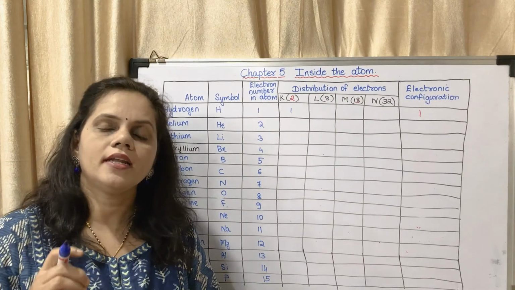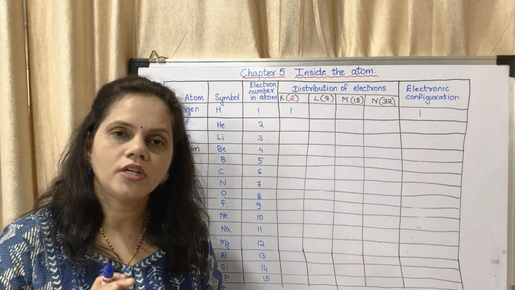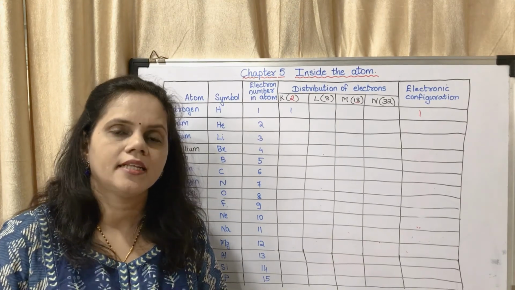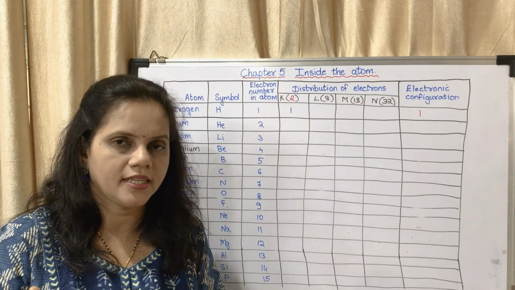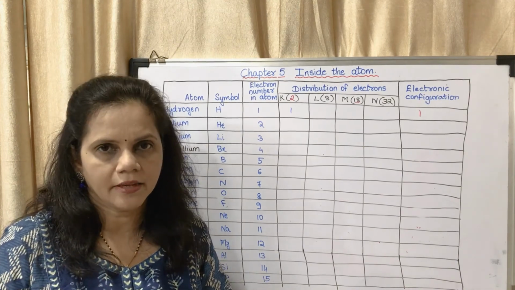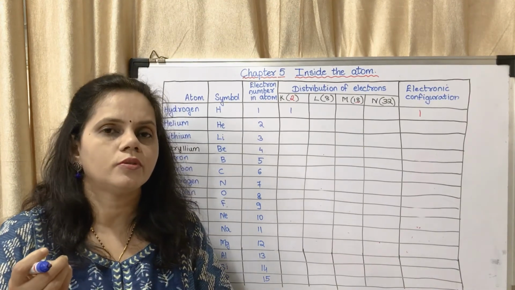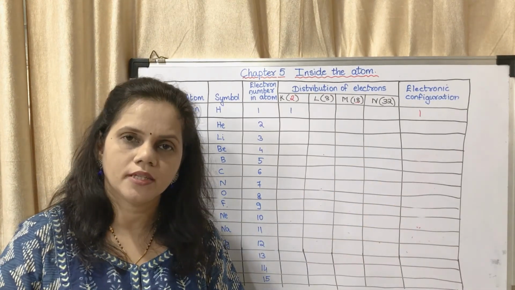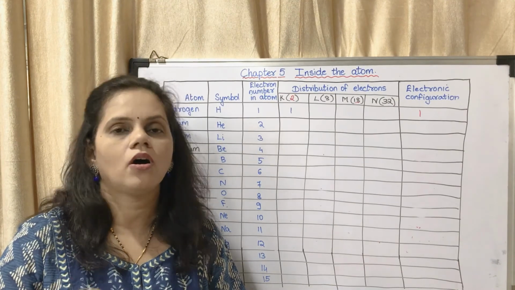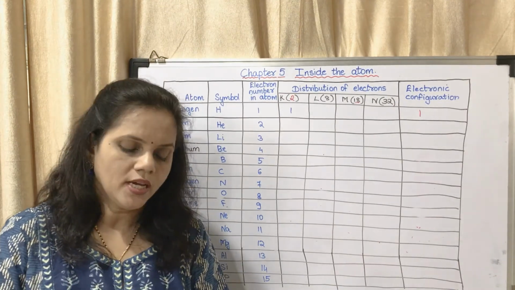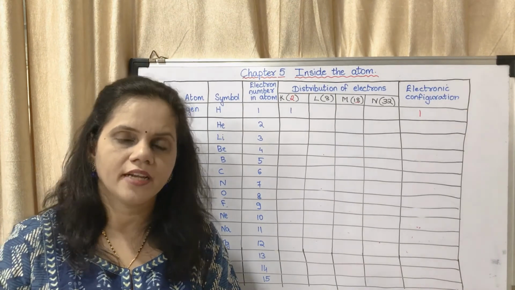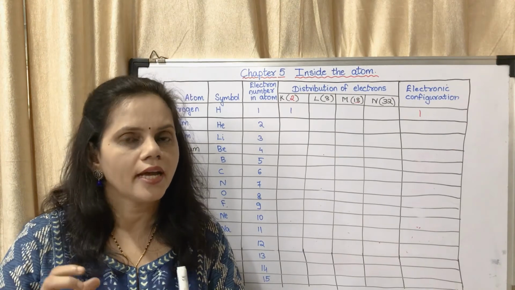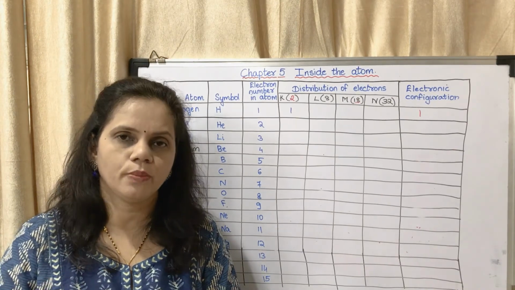Now in your question paper they won't give you any element in sequence. They will give you randomly any element. So you will have to write the electronic configuration according to the atomic number or the number of electrons. So if the atomic number is 15, what will be the number of electrons? The electronic configuration will be 2, 8, 5. Like that you should be able to write.